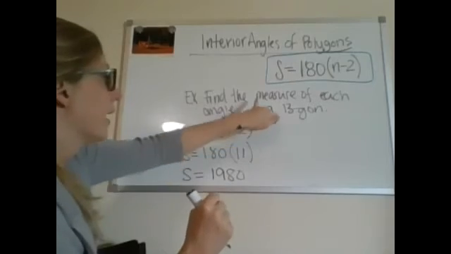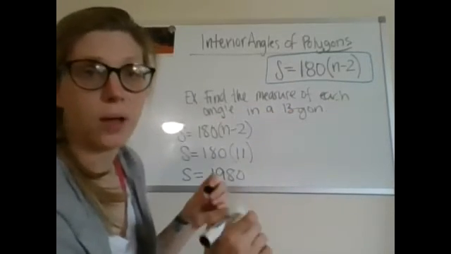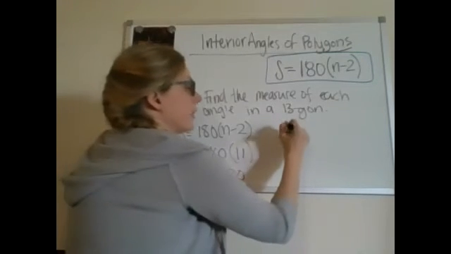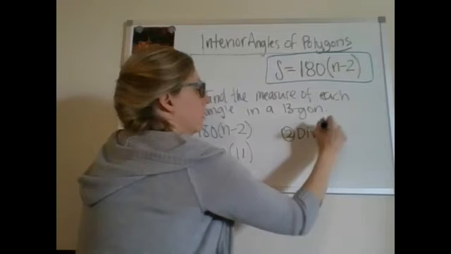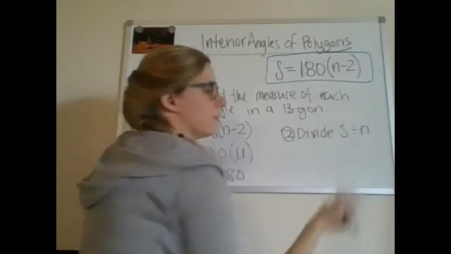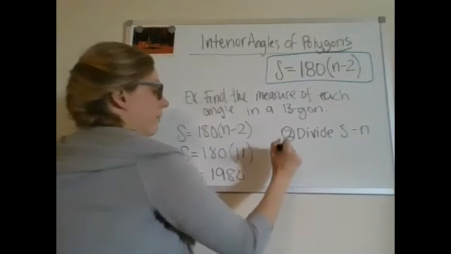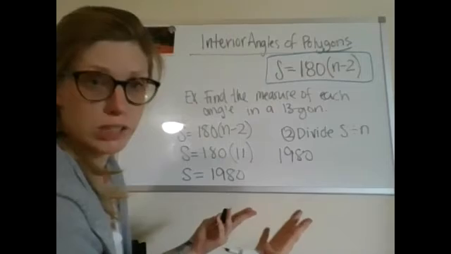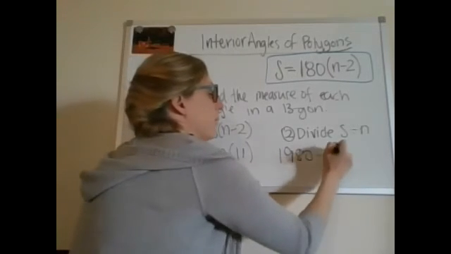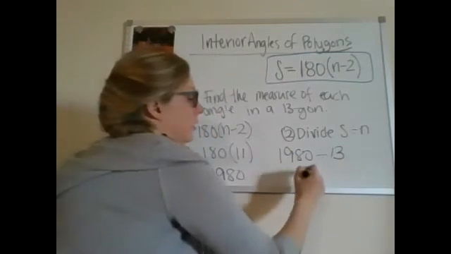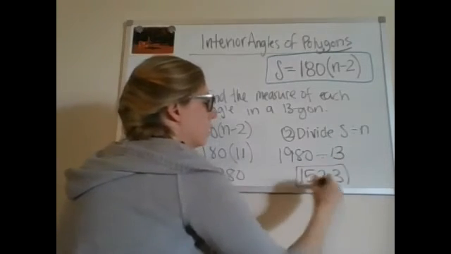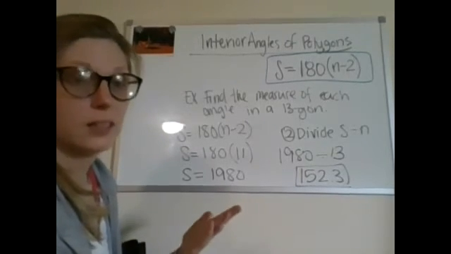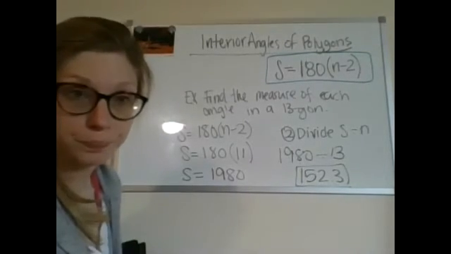Now, here I only asked for one angle or each angle, okay? If you ever see one or each, that means we have to do the second step. The second step is we have to divide your sum by the number of sides, okay? So if it's a total of 1,980 degrees for all of them, well, there's 13 angles. If there's 13 sides, there's 13 angles. So if we divide by 13, we would get that each angle is about 152.3 degrees, okay? Now, if you guys have questions on this, just let me know. We can work through some together, okay?